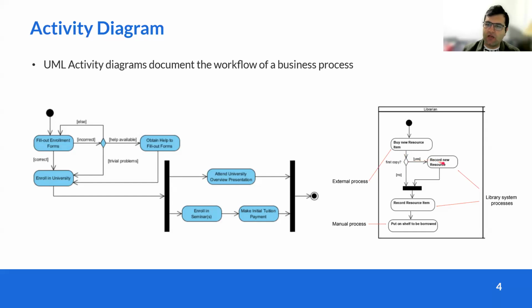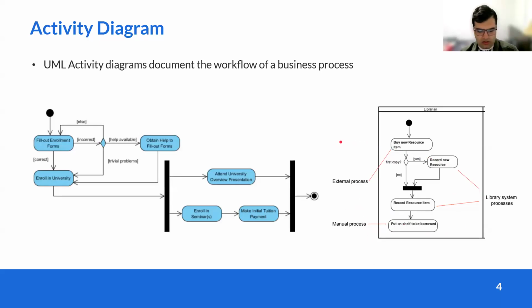If it's the first copy, we record it as a new resource, and then move on to the next step. If it's not a first copy, then we move on to the next step, which is to record the resource item. Record that we have a copy of it now. Whether it was new or whether it was old, we have to update the system to show that we got a new copy.